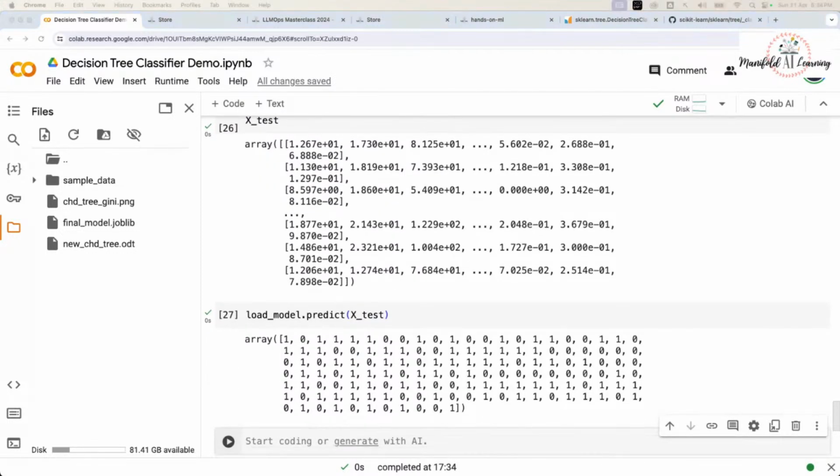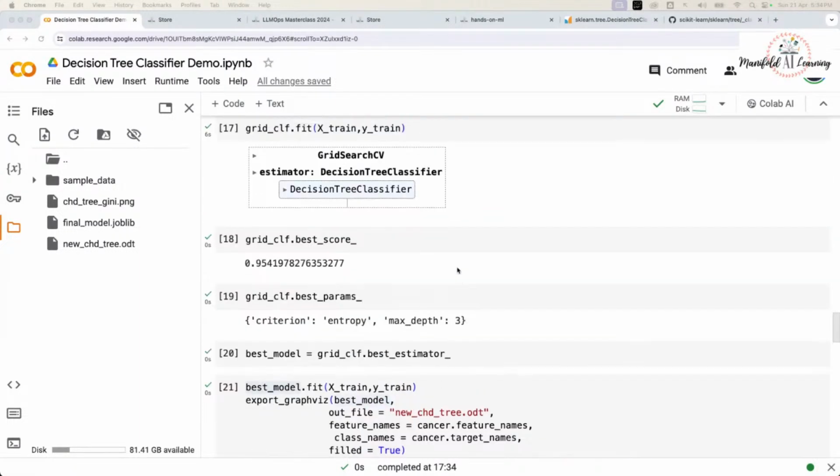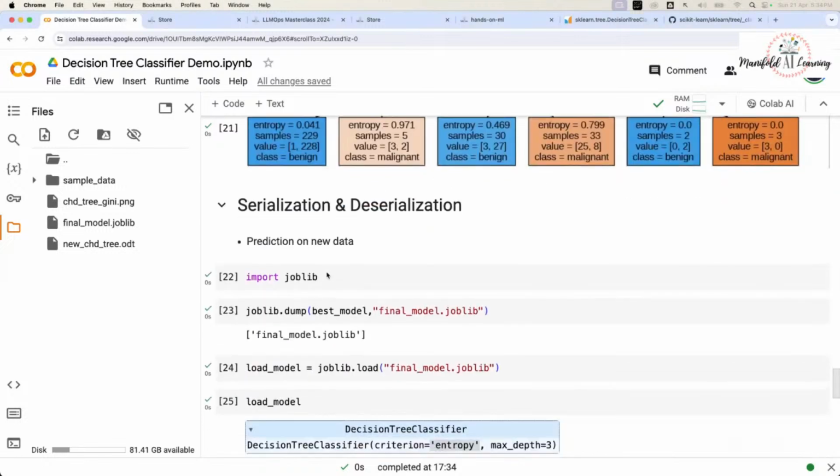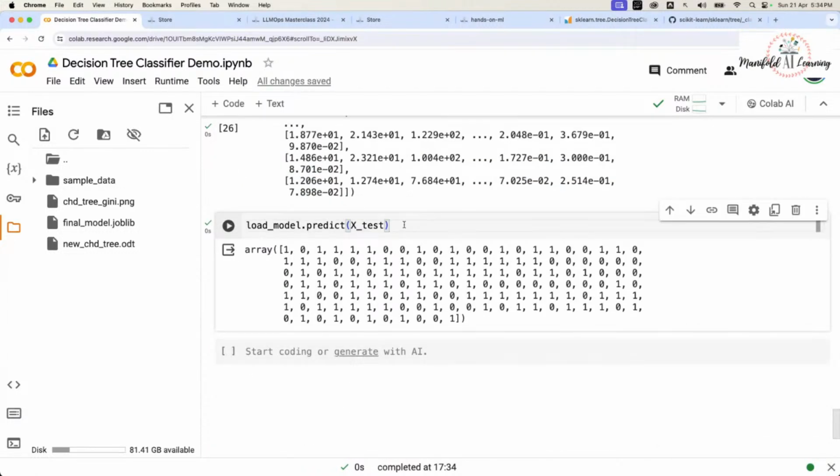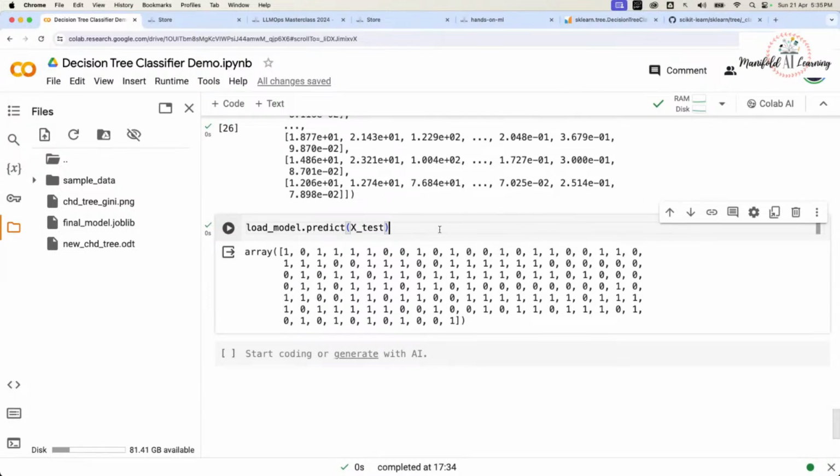So the process that you would follow is you perform the training, then perform the hyperparameter tuning. Once the hyperparameter tuning is completed, you save the model into an external file. Once you save the model, you can use that saved model in the further part of your application. That's the process we generally follow whenever we are working with this decision tree classifier or any machine learning model in general. So that's the idea about serialization and deserialization.